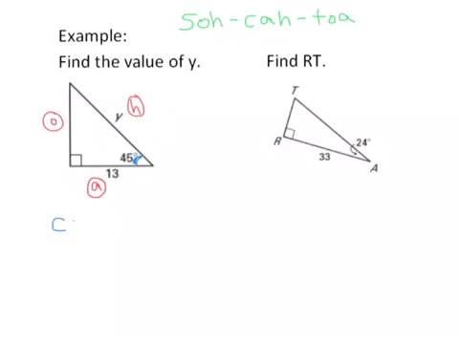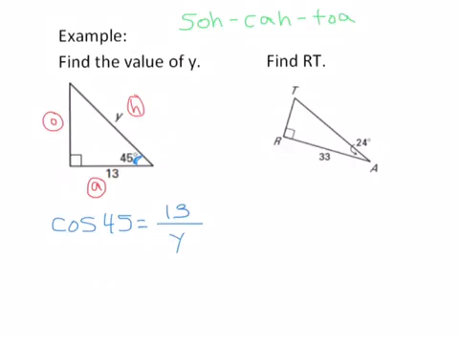So I will write cosine, and then next to cosine I write the angle measure that I am given, 45, and then I say that that cosine is the ratio between the adjacent side and the hypotenuse. The adjacent side always goes in the numerator because it's the first one listed in our ratio. So a is 13, so I'm going to write 13 in the numerator. And the hypotenuse goes in the bottom, and the hypotenuse is y.